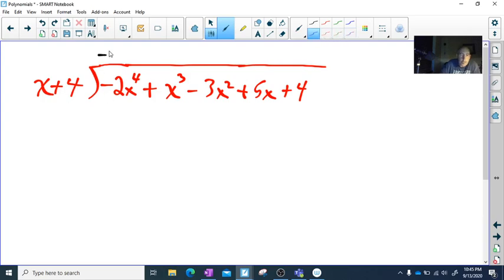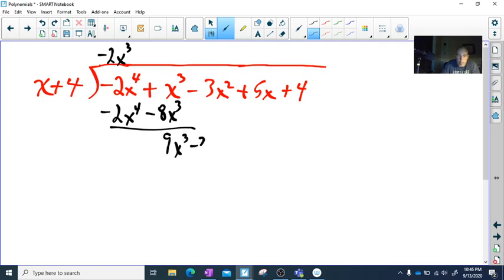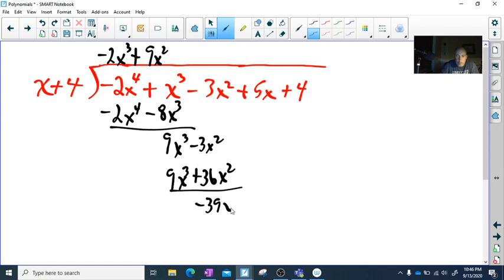Alright, so it's going to be negative 2x cubed multiplied by x. There's my negative 2x to the 4th. 4 times negative 2 is negative 8. X to the 3rd. Subtract. 9x cubed. Bring down your next one. That means I'd have to multiply by positive 9x squared. 9x squared times x would give me 9x cubed. 9x squared times 4 would give me plus 36x squared. Subtract, negative 39x squared. Bring down your next one.